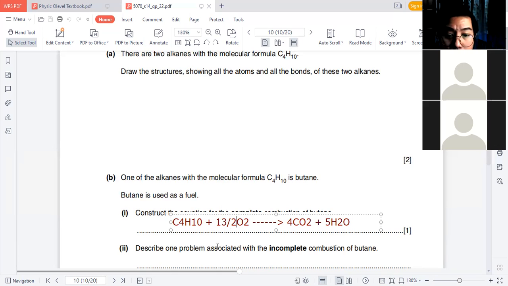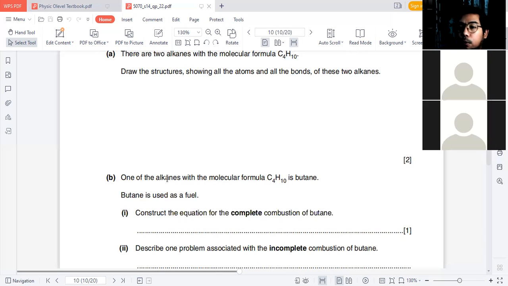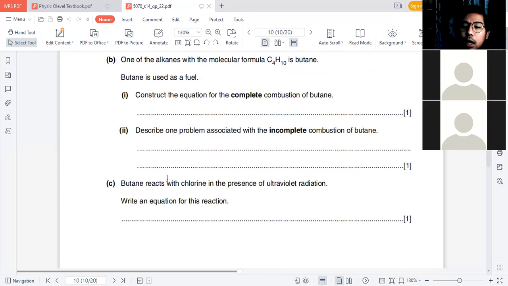Now, describe one problem associated with incomplete combustion. In incomplete combustion, we have 2 things. One, toxic gas, which is carbon monoxide, and second is smoke, which is the soot that comes off from the exhaust pipe. So far so good? Now, carbon monoxide, remember, binds permanently with your hemoglobin. So it would be difficult for you to breathe, and eventually if there is too much carbon monoxide poisoning, they're going to die.